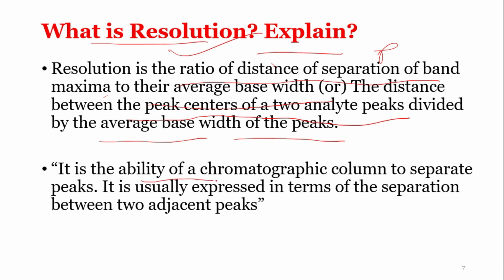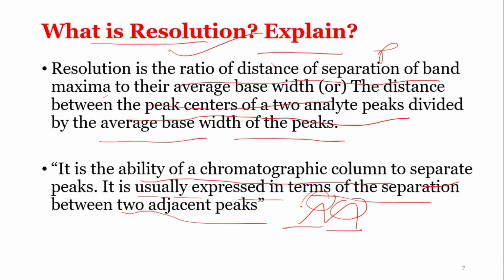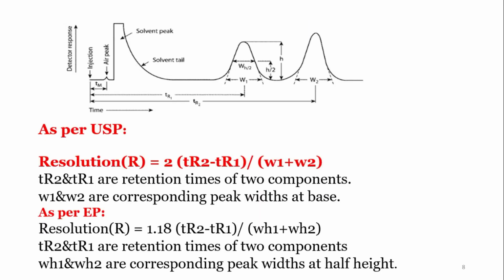It is the ability of a chromatographic column to separate peaks. It is usually expressed in terms of the separation between two adjacent peaks. Means two peaks are there. This is the base and this is the height. This is the top. So on the basis of this, how it is separated. So let's see in the figure. You see here, this is figure 1 and this is figure 2. So width 1, width 2.